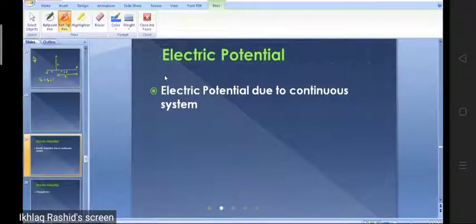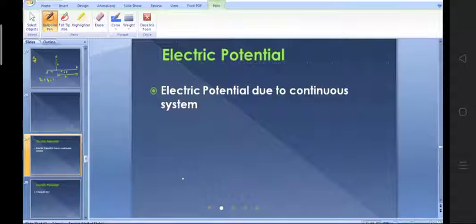Due to continuous system, and then we'll be doing the examples which have been previously asked in the competitive exams. We'll be doing those examples. So, electrostatic potential due to continuous system. If you have a continuous system, what to do is that, first, we'll assume that the entire charge distribution is composed of infinitely many and vanishingly small elements. Then calculate the potential due to one such element and then integrate.